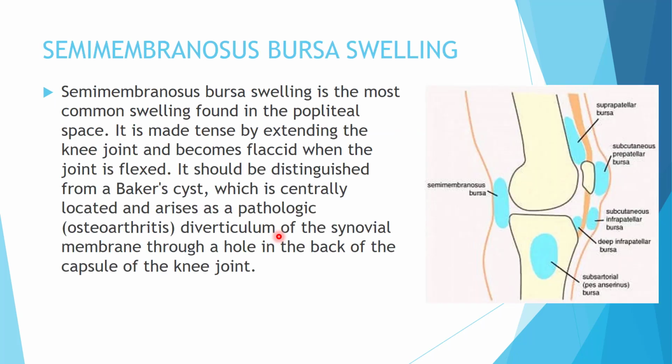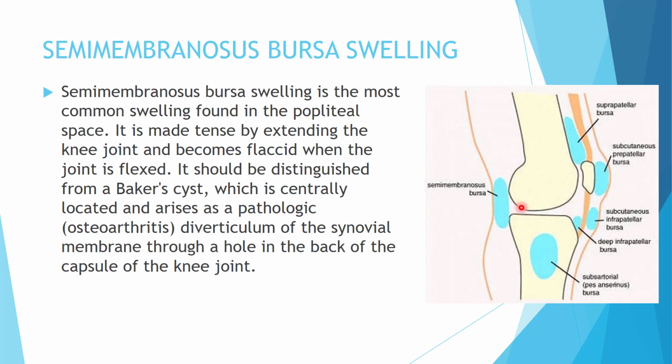What is semimembranosus bursa swelling? You can see here there are many bursa which are present. This is the anterior part of the knee joint and this is the posterior part of the knee joint or the popliteal fossa. You can see here many bursa anteriorly. This is suprapatellar bursa. This is subcutaneous prepatellar bursa. This is subcutaneous infrapatellar bursa. This is deep infrapatellar bursa. And this is subsartorial bursa, that is below the sartorius muscle or the pes anserinus bursa, and there is another bursa which is named as semimembranosus bursa.